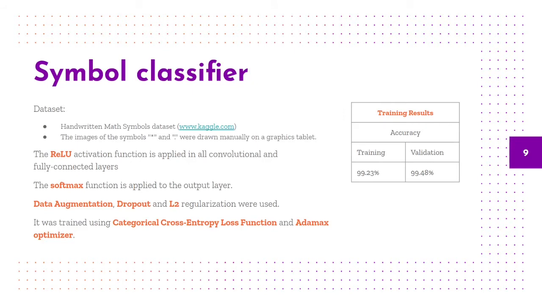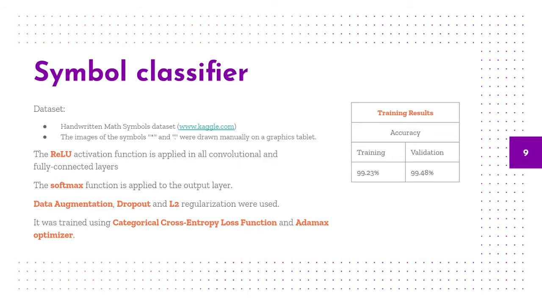The dataset we used was the handwritten math symbols. We got it on Kaggle website. The images of symbols asterisk and dots were drawn manually on a graphics tablet by the authors. The ReLU activation function was applied in all convolutional and fully connected layers. The softmax function was applied to the output layer. We also used data augmentation, dropout, and L2 regularization to prevent overfitting. It was trained using categorical cross-entropy loss function and Adamax optimizer.